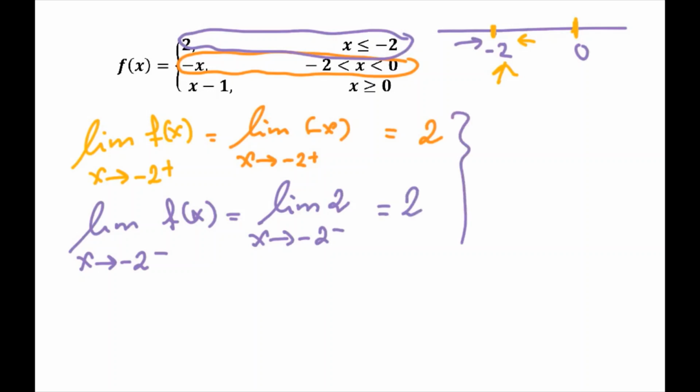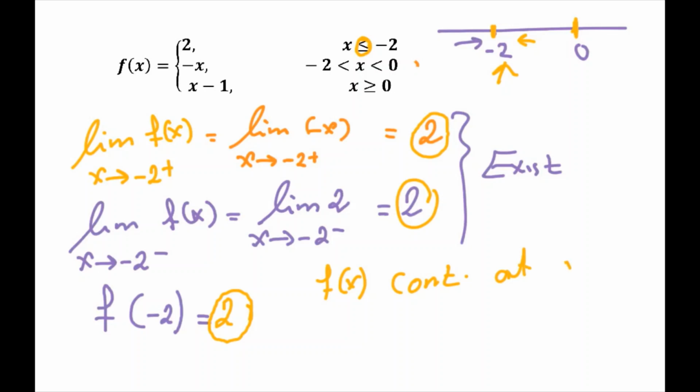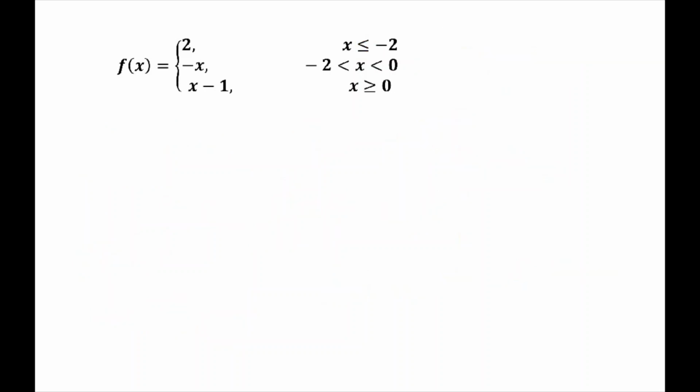So the limit exists because the limit from the right equals the limit from the left. Now we need to find f(-2). Well, f(-2) is going to be here because I have an equal sign, so equal to 2. Now, you notice that the limit exists and equals 2, and it's equal to f(-2), then the function is continuous at x equal -2. What about at x equals 0?